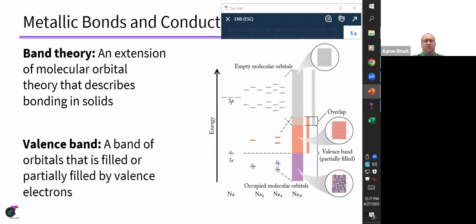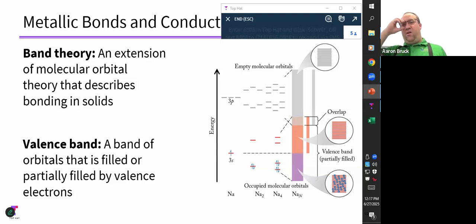But I want to switch up real quick here and talk a little bit about something called band theory. Now, we're not going to get too deep into the weeds here with band theory. First of all, we really didn't talk about molecular orbital theory at all in the past. But what I want you to think about is molecular orbital theory is basically just an extension and an overgrowth of atomic orbitals.